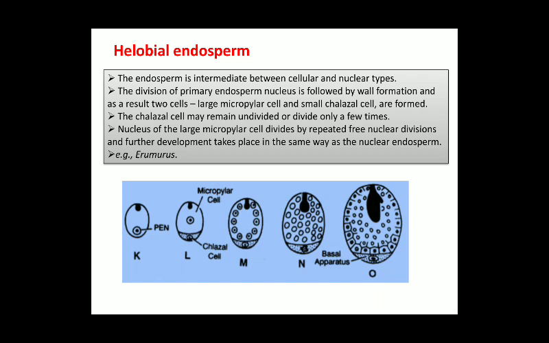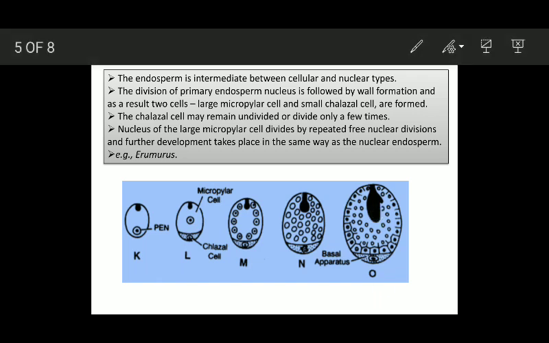They show cellular endosperm. And the final one is Helobial endosperm. The Helobial endosperm is intermediate between cellular and nuclear types. This is very much important. The first division of primary endosperm nucleus in this type is followed by wall formation, and as a result two cells are formed, one large micropylar cell and another small chalazal cell.